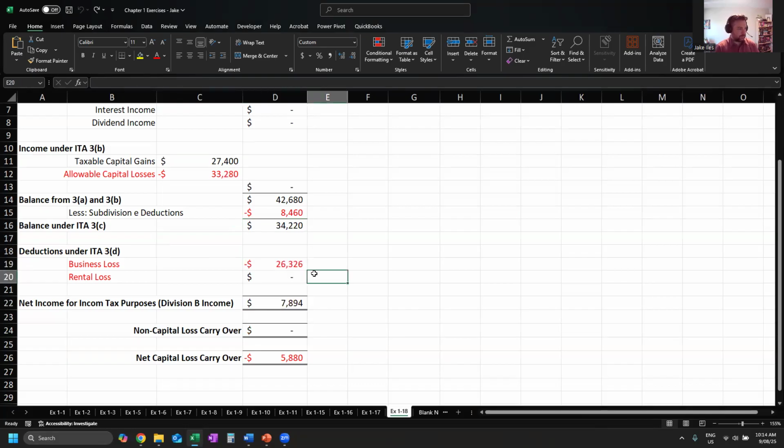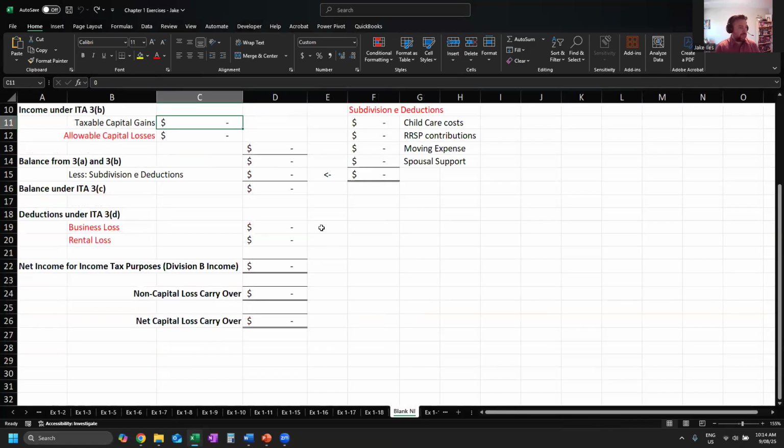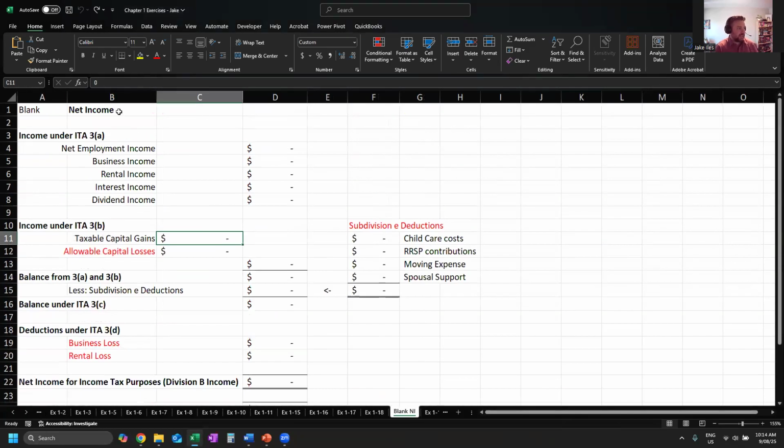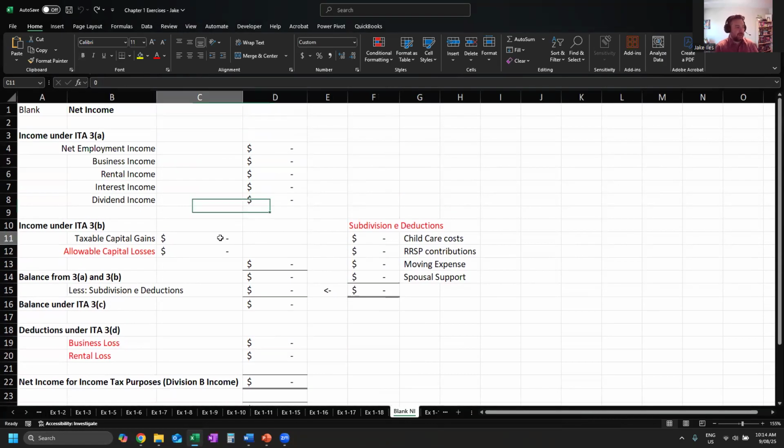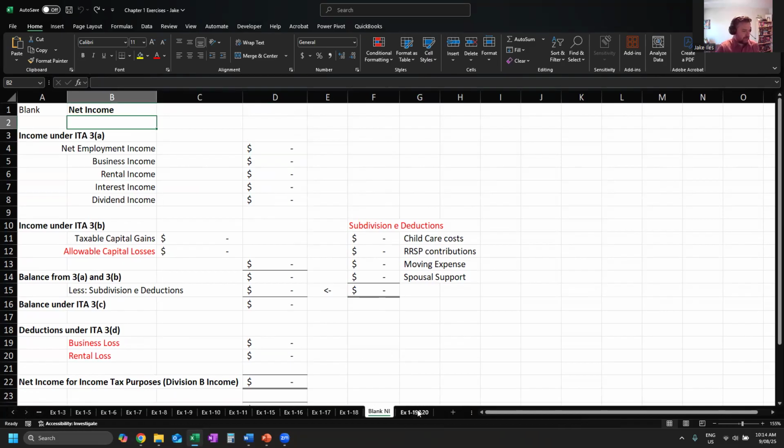Okay. So for your use, the end of this exercise sheet has a blank income statement, so you can go through some practice questions, make some up on your own, and use this to derive your own net income calculations. Until then, I think I have one more. Is there one more exercise?